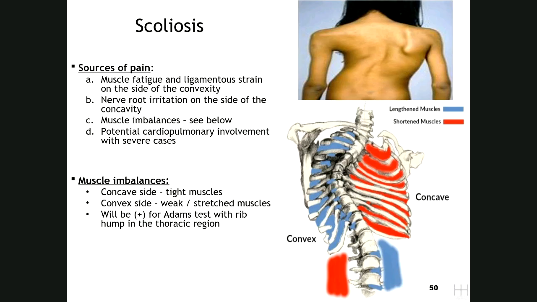Okay, so the sources of pain: muscle fatigue and ligamentous strain on the side of the convexity. Obviously, there's going to be nerve root irritation on the side of the concavity, muscle imbalances, as we're going to talk about below, and potential cardiopulmonary involvement with severe cases if the posterior ribs on the convex side are pushed in a posterior position. It's going to cause that characteristic rib hump that you see there.